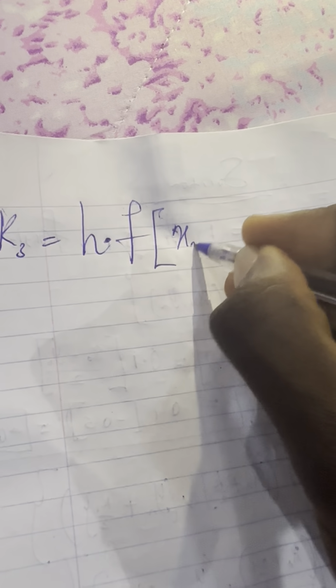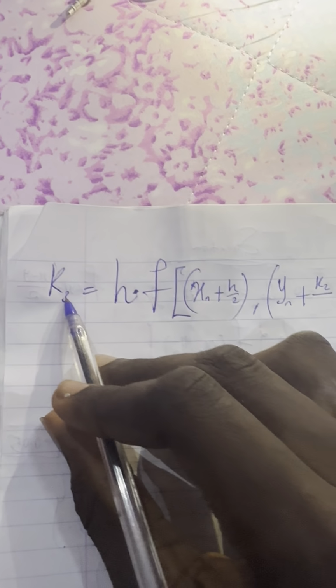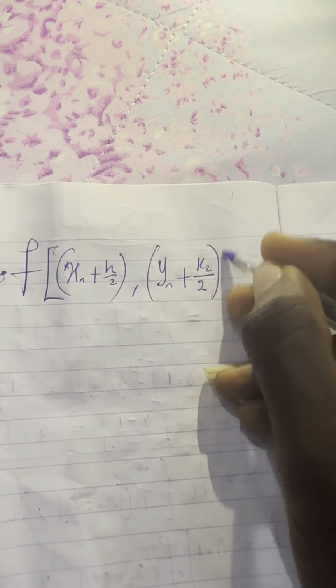You see, I have not reached my final answer yet. So you go to K3. Same thing, K3. Remember the formula: h times f of xn plus h over 2, comma, while this one still remains yn, but instead of k1 we use k2 over 2, the previous step before this one. Check the formula now. Then you substitute.